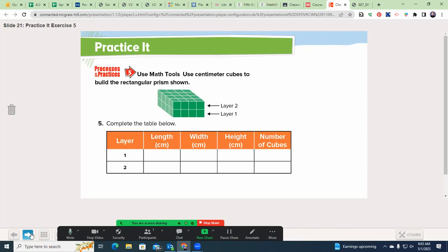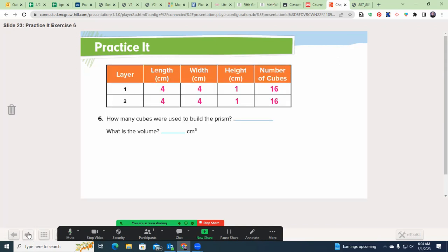Welcome back. Bring it up here. So there are 4 times 4 and a height of 1. And 4 times 4 is 16, times 1 is still 16. And these are the same. So it's going to be the same number. You could literally, by visualizing it, just copy the numbers. All right, let's move on to this one. How many cubes were used to build the prism? And what is the volume? You may pause the video now.